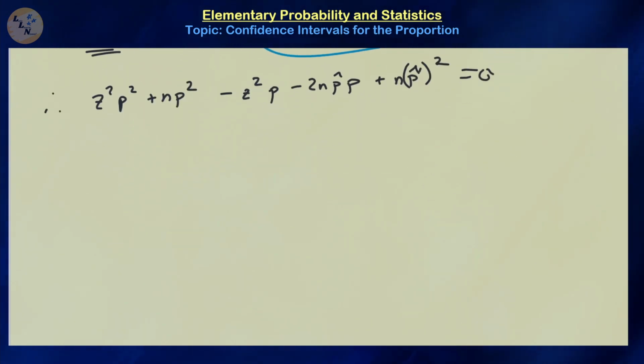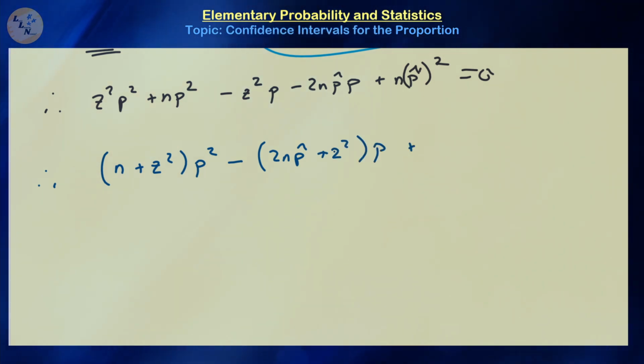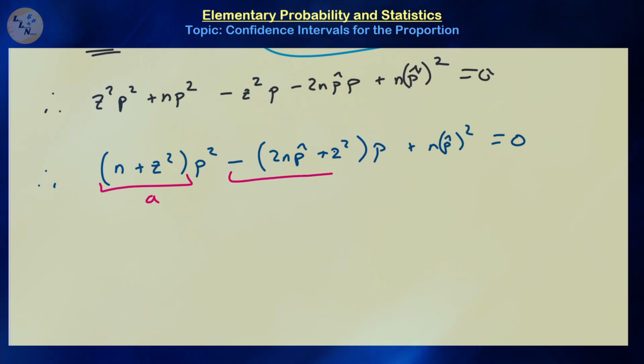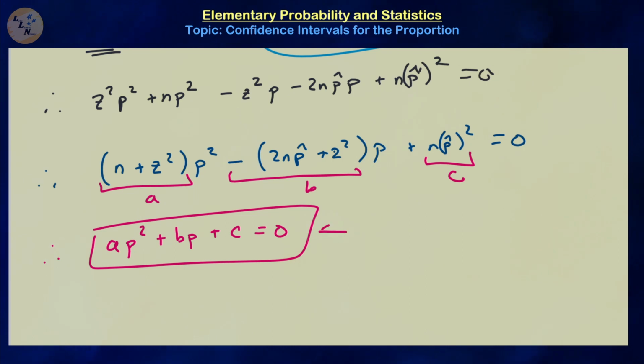And then I'm going to factor wherever I can. And you're like, whoa, where is he going to go with this? So it's going to be n plus z squared times p squared. And then I'm going to factor a negative, and that's going to be 2n p hat plus z squared p plus n p hat squared is equal to 0. So what I'm going to do is call this a, call this b, call this c, and then I'm going to have a p squared plus b p plus c equals 0. So this is a quadratic equation.